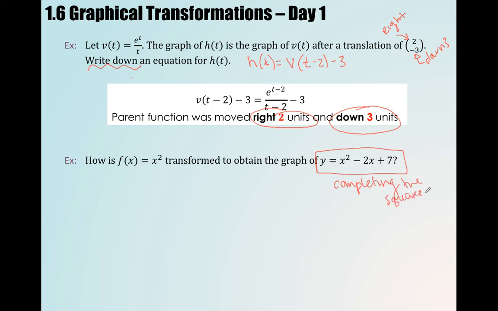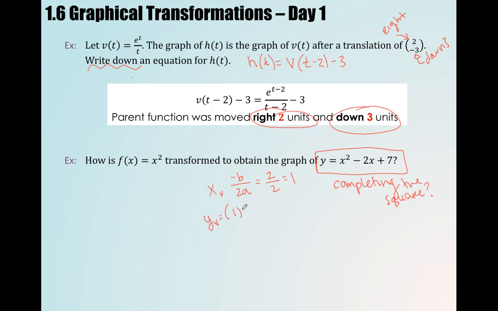Right? Which we so obviously all know how to do, right? Maybe you're going to figure out what the vertex is. So let's do that. Opposite of b over 2a is going to give me the x coordinate of the vertex. So that's going to be 2 over 2, which is 1. And then I'll plug that back in to get the y coordinate of my vertex.